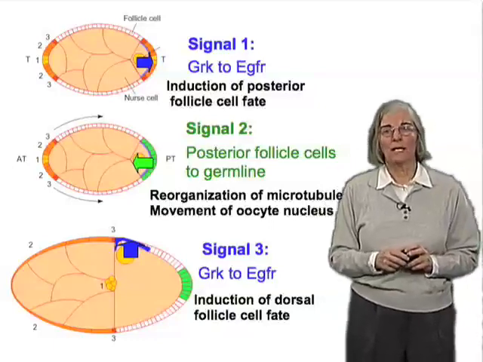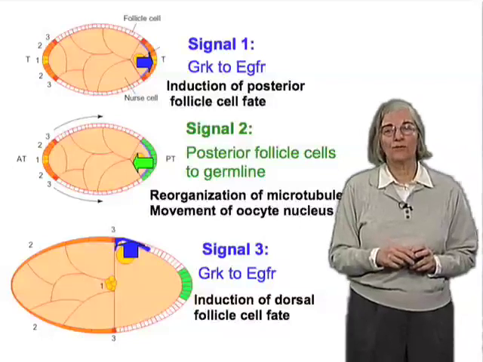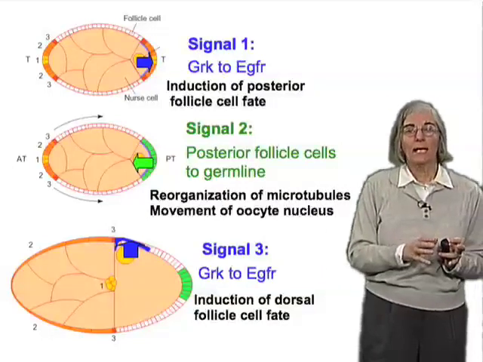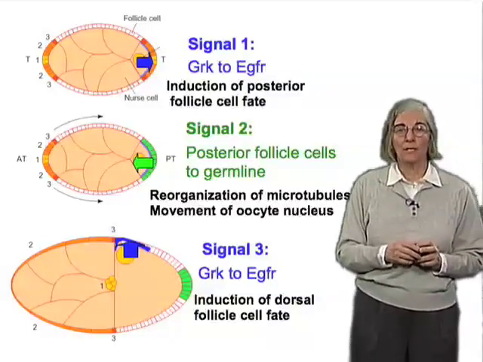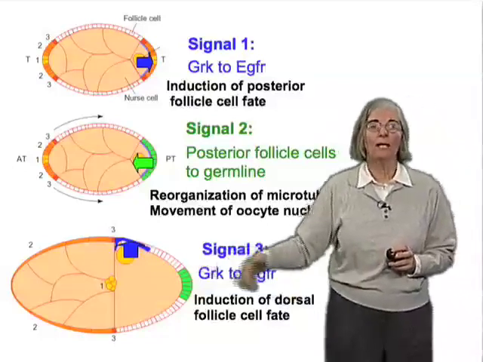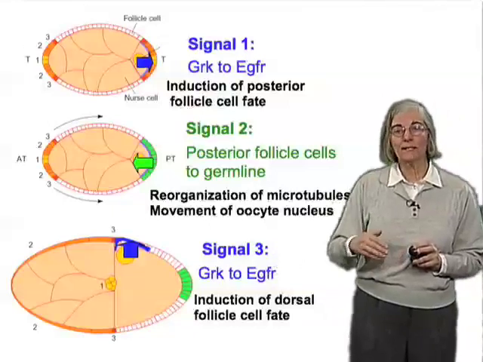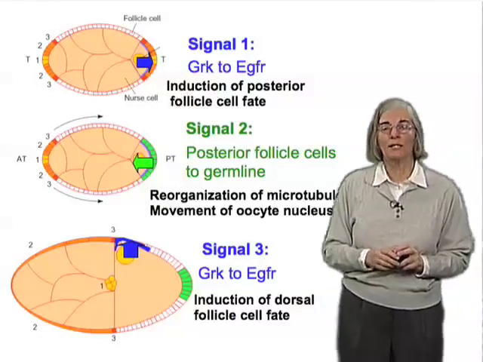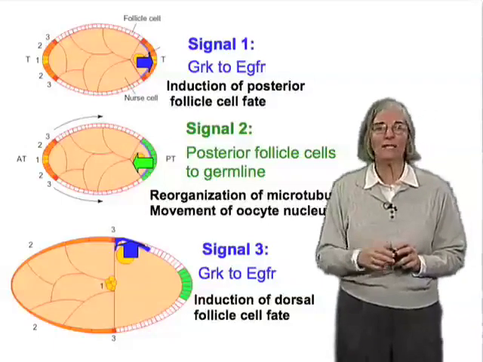We do know, though, that this posterior signal then results in the reorganization of the microtubule network within the oocyte, and also causes the oocyte nucleus to move to one side of the egg chamber. And then once the nucleus has moved, we have the next stage of signaling where Gurken again signals through the EGF receptor to the dorsal follicle cells and induces thus the dorsal-ventral pattern of the egg and embryo.